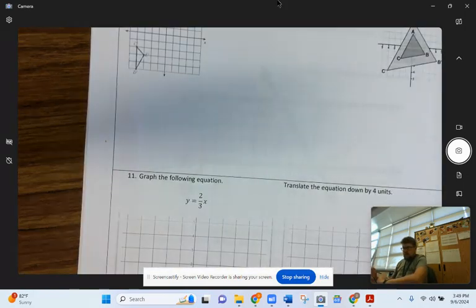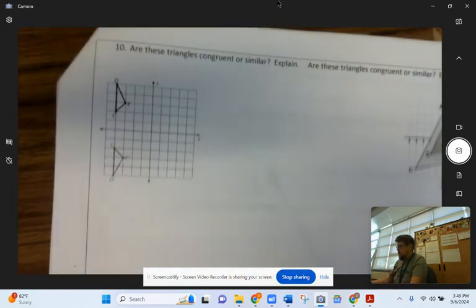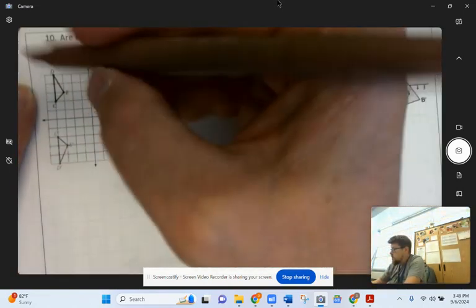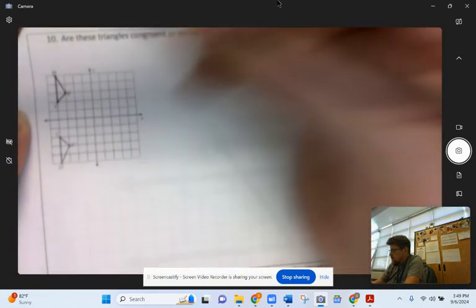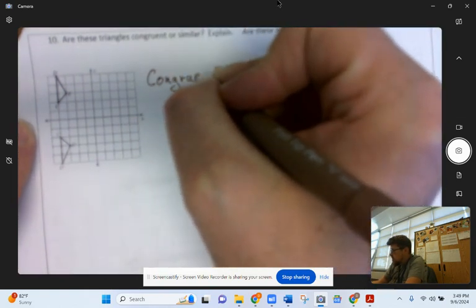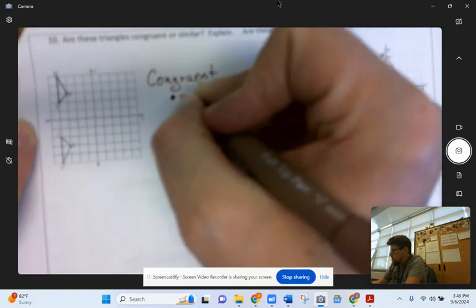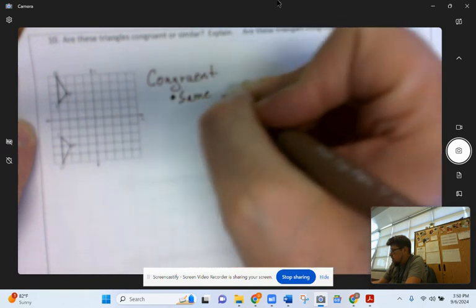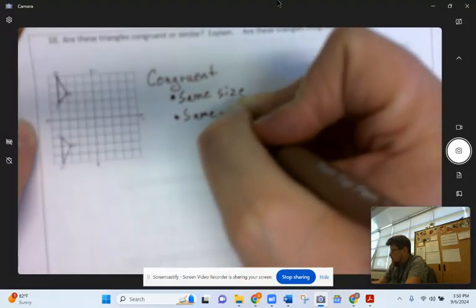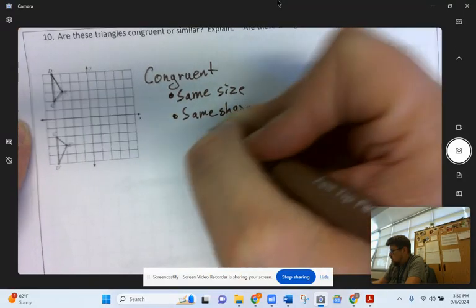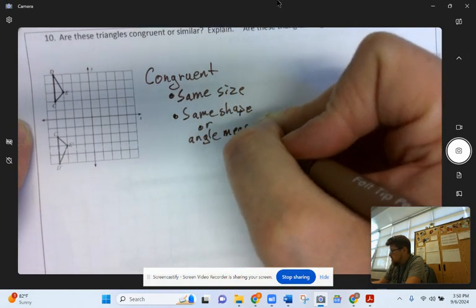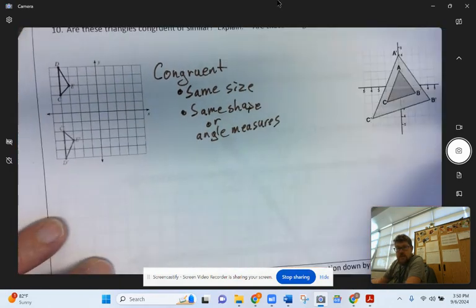Okay, number 10. Are these triangles congruent or similar? Explain. So we're looking at these two right here. I would say that they're congruent, because again, congruent means same size and same shape. So I'd say congruent, and they're the same size, and the same shape or angle measures.